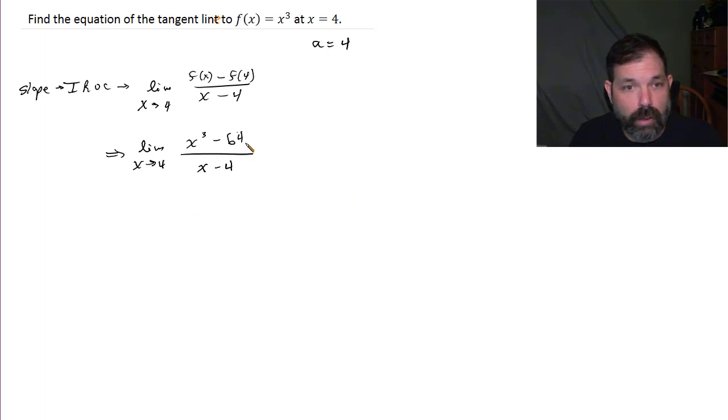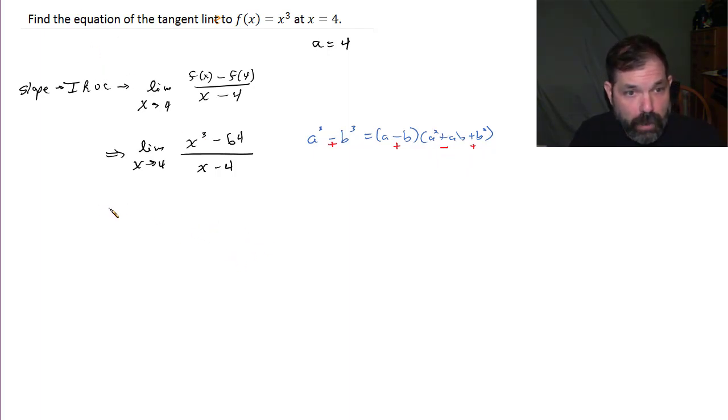Now, if you weren't aware, this form, x cubed minus 64, is called a difference of cubes. In general, the pattern for the difference of cubes, a cubed minus b cubed, is a minus b times a squared plus ab plus b squared. And if it was a cubed plus b cubed, then it would be a plus b times a squared minus ab plus b squared. There's a pattern to this with the signs that you hopefully learned in an algebra course.